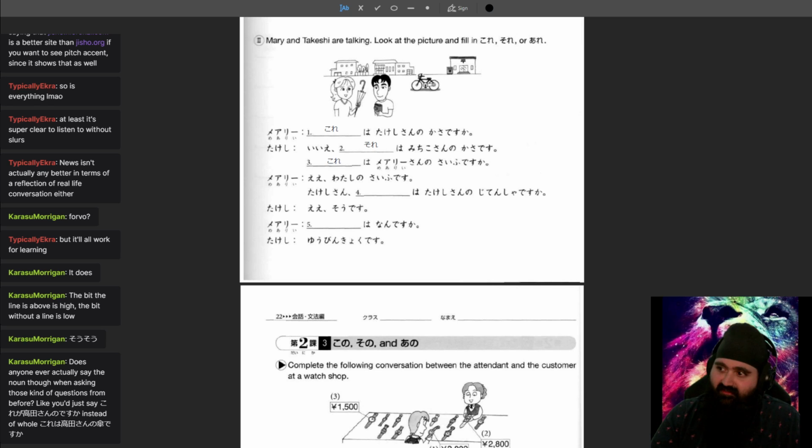Watashi no zaifu desu. Takushi-san. Honyarara wa Takushi-san no jitensha desu ka? Is that Takushi-san's jitensha? Soko? I guess because this is even farther away, so this should just be soko. Soko wa? Chiga. Sore wa? Takushi-san no jitensha desu ka? Sou desu.